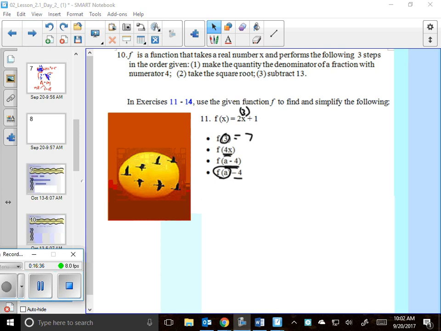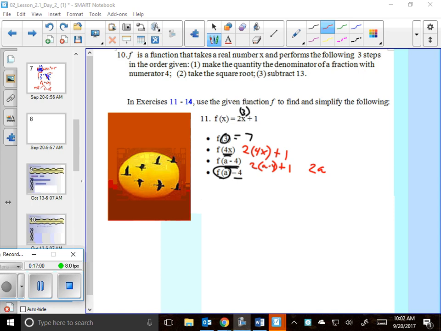Okay, let's see if you did them right. F of 4x, I stick 2 in the empty spot plus 1, and I stick in a 4x. Did you get 8x plus 1? Raise your hand if you had that one right. Okay, good. Next one, I'm going to stick in a minus 4 into this empty shell of an equation. And I put in a minus 4. And then I get 2a minus 8 plus 1. 2a minus 8 and plus 1 makes minus 7. 2a minus 7. Raise your hand if you had that one right.